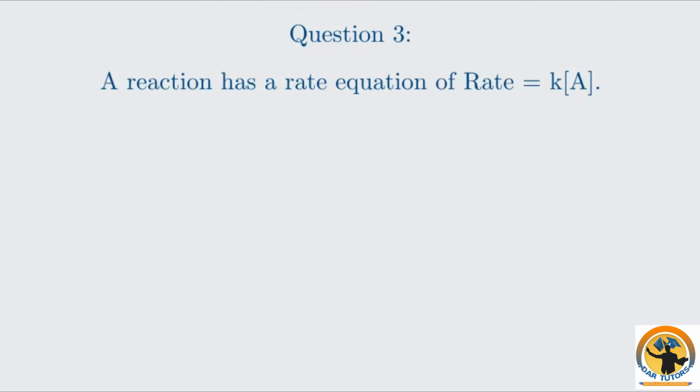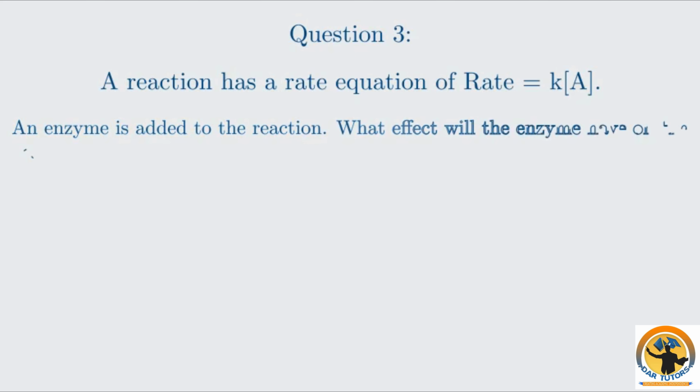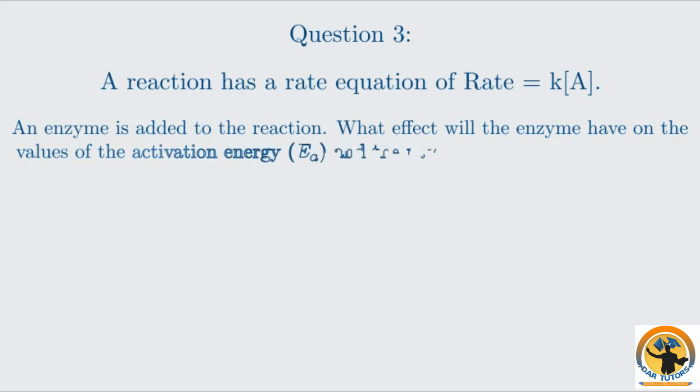Here's a conceptual question about catalysts. Question 3. A reaction has a rate equation of rate equals K times concentration of A. An enzyme is added to the reaction. What effect will the enzyme have on the values of the activation energy E sub A and the rate constant K? Explain your reasoning.